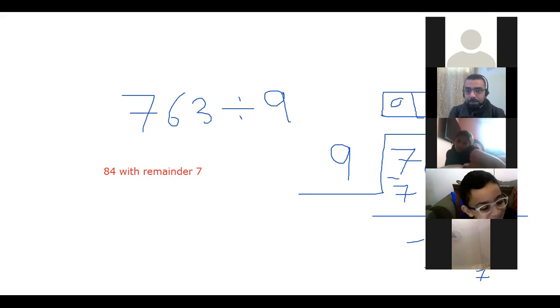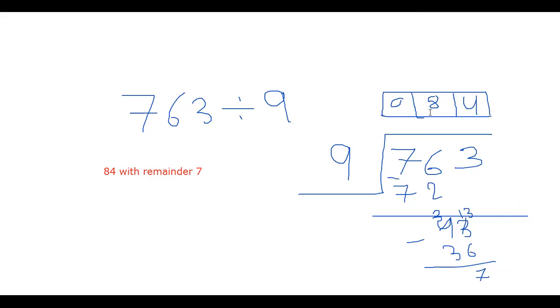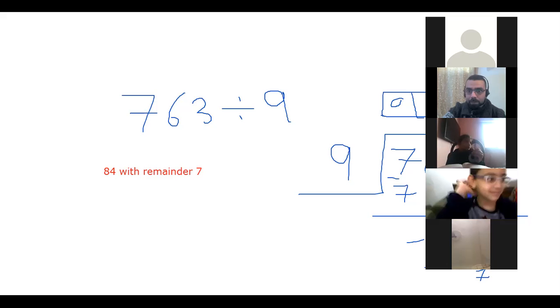Teacher, from where you get the 4? The answer is 84 here. You see that? How did I get it? Do you want me to solve the question again? Do you understand it now?